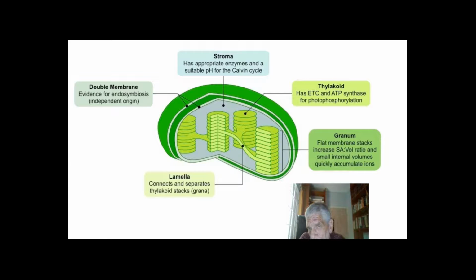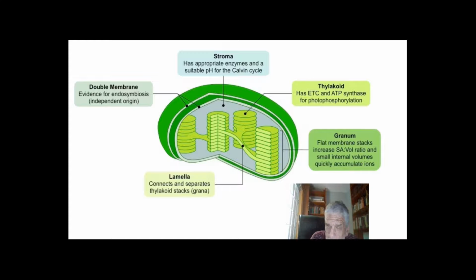So the thylakoid sac contains photosystems and enzymes and so on important for photophosphorylation, which we'll look at in a minute. And then you have a lamella, which connects granum together. And each granum really is a stack of thylakoid sacs.